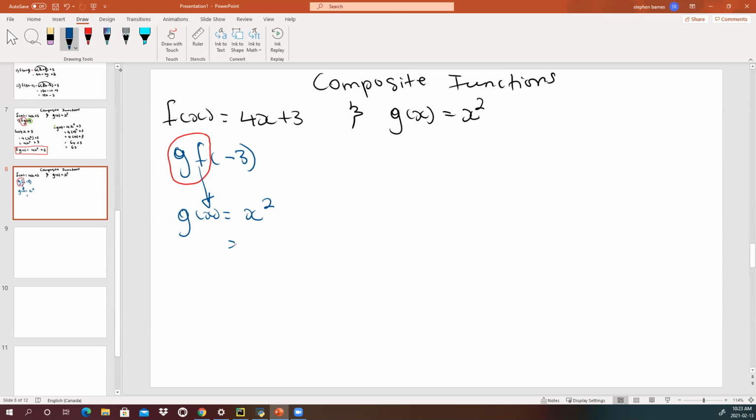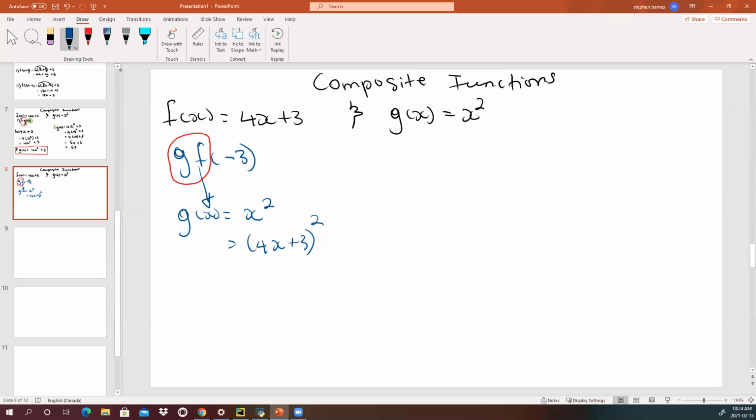So instead of having x, I am putting my f function. That's what I'm finding. I'm finding gf, right? So my f function is 4x plus 3. So I just substituted x for my f function, yes? And that is squared, because that's what the g function is. The g function is x squared. My x in this instance is the f function, because I'm finding gf, and that's squared. Follow so far? Yes, ma'am. Right, so just think of it as putting f into g.